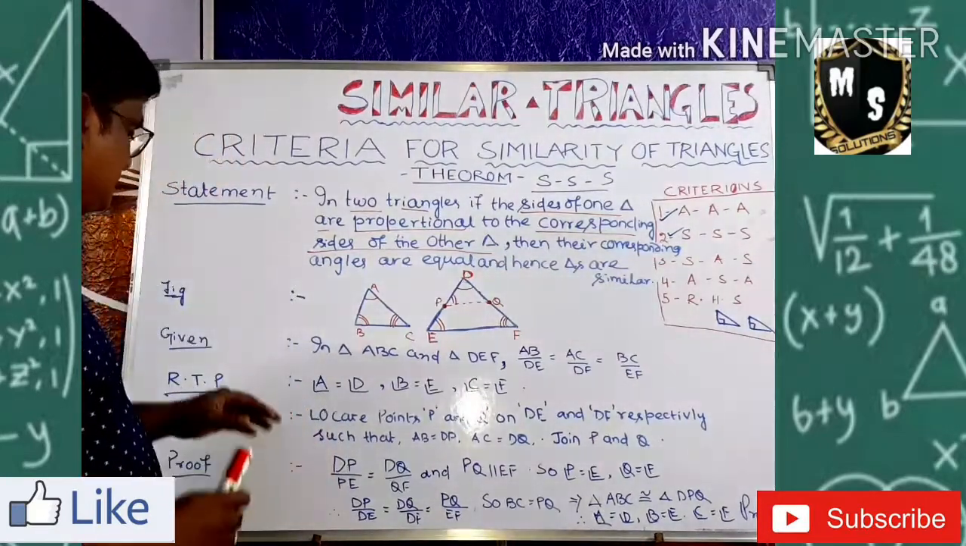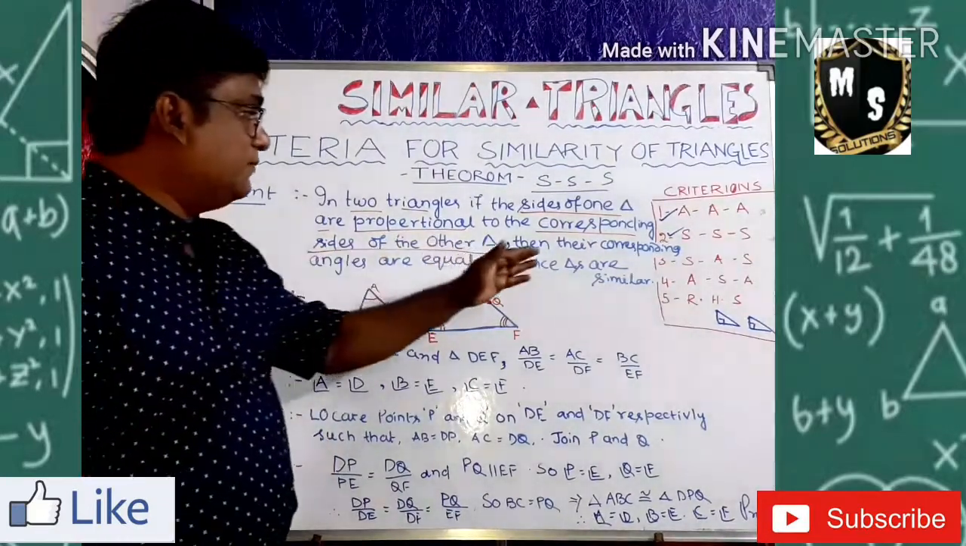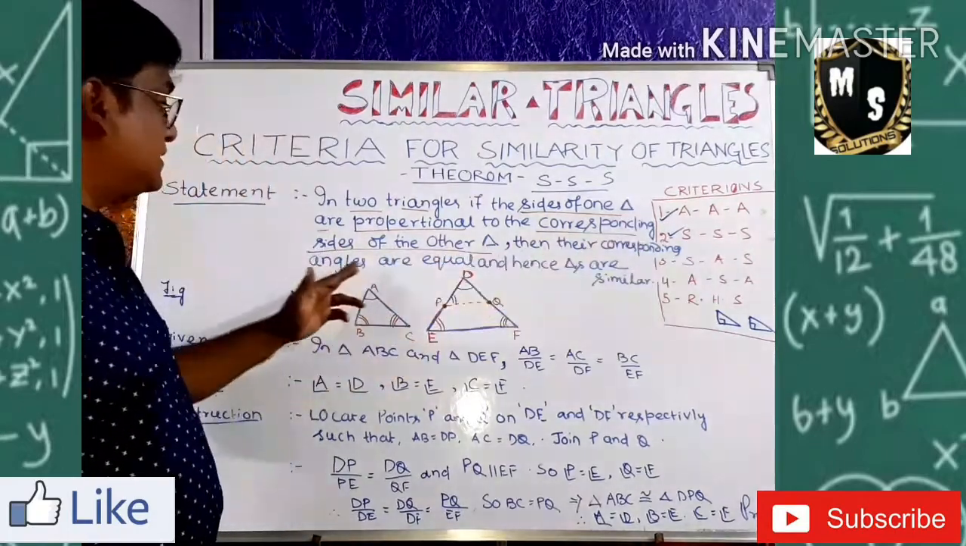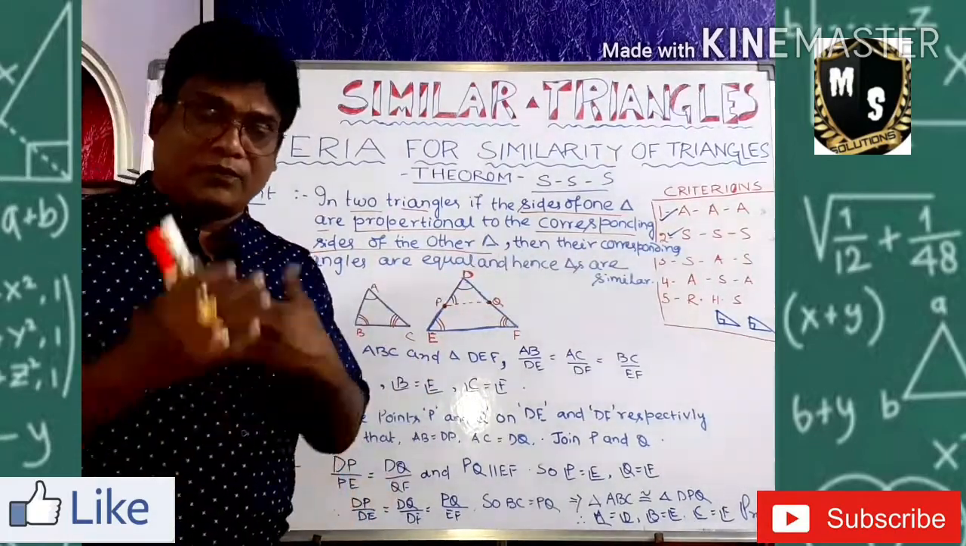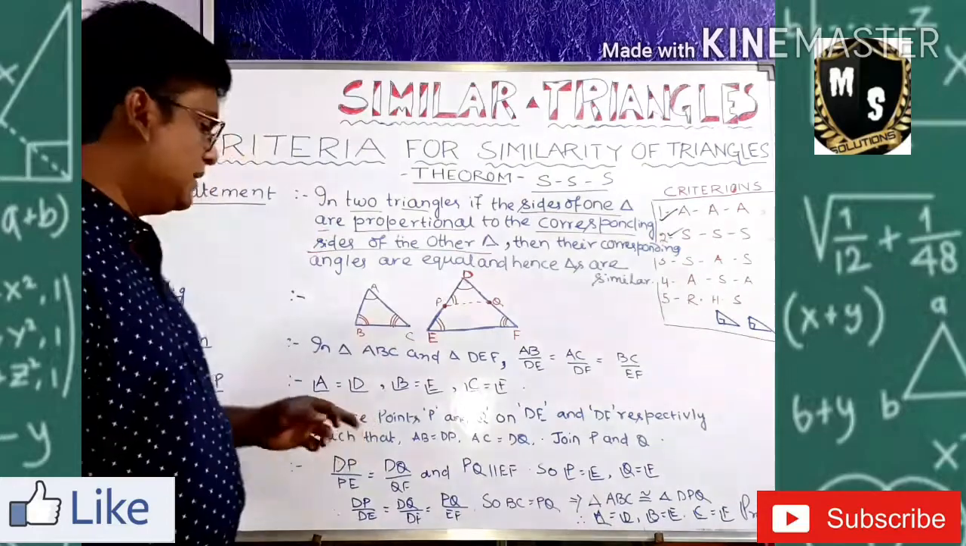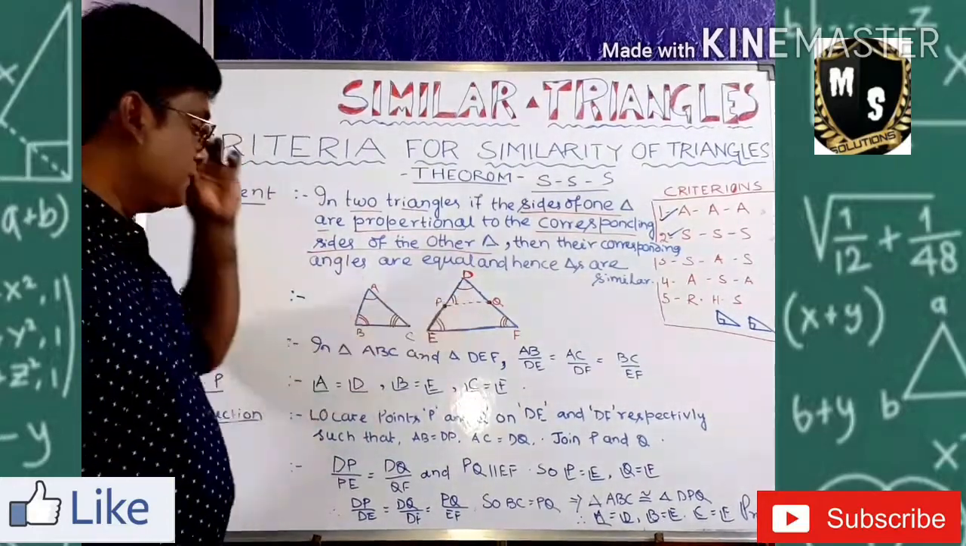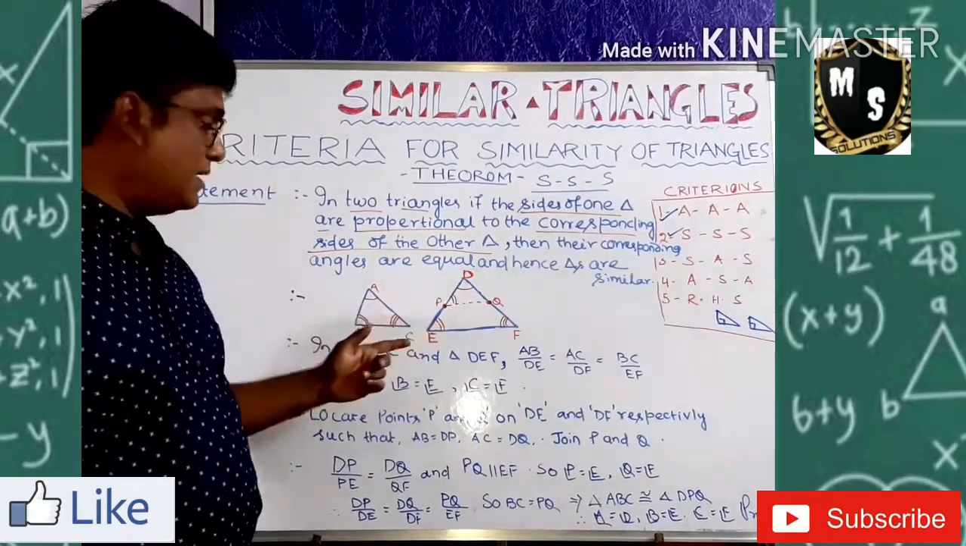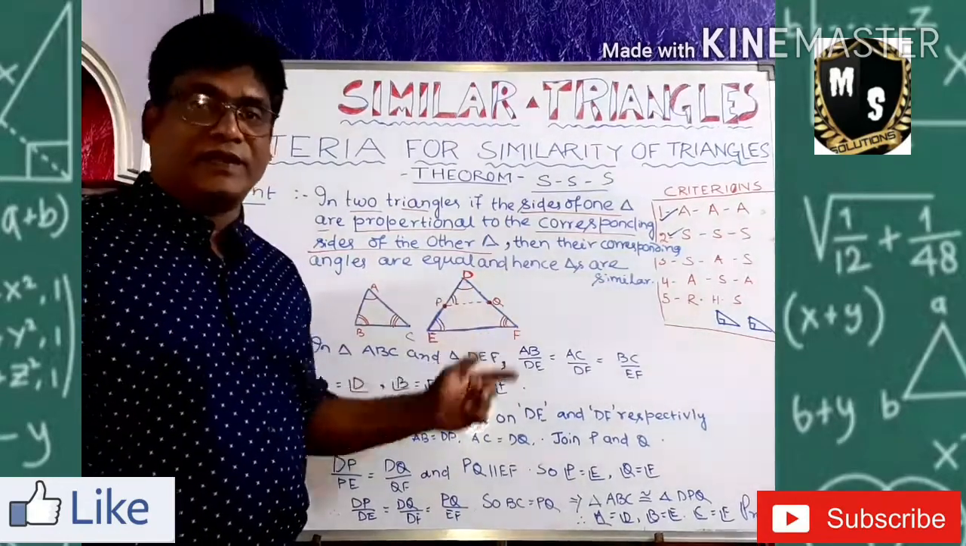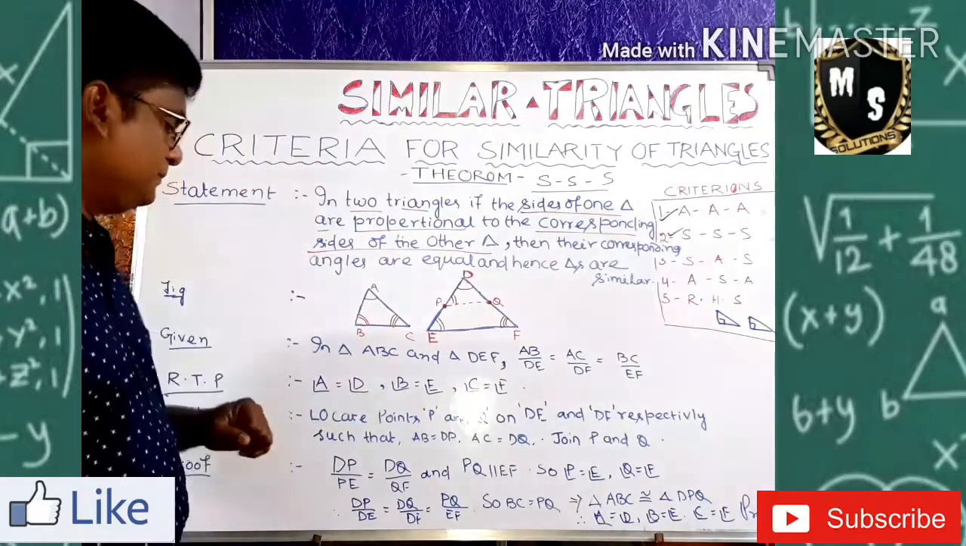So now you see, then their corresponding angles are equal. That is what you have to prove. You have to prove that their corresponding angles are equal. That means angle A must be equal to angle D, angle B is equal to angle E, and angle C will be equal to angle F. That one we have to prove.